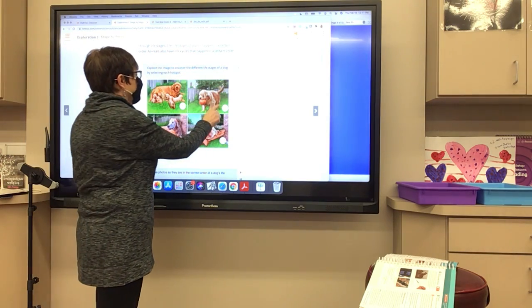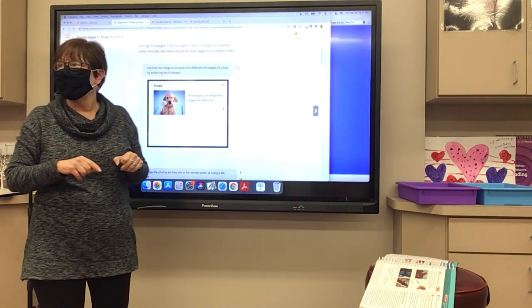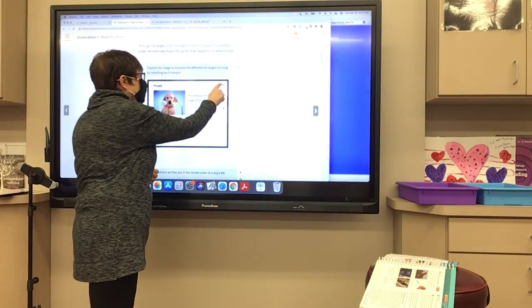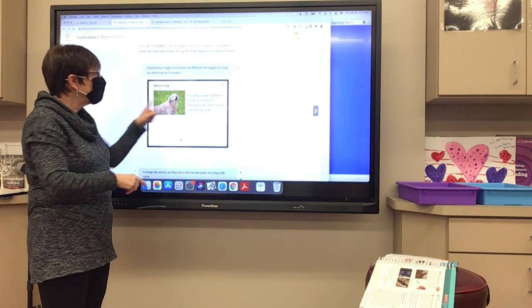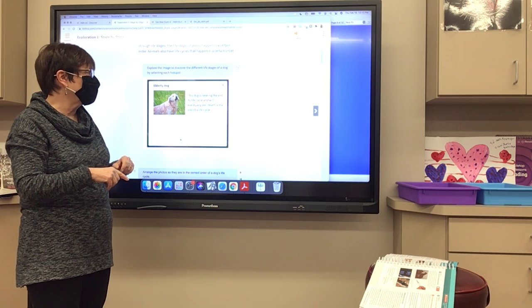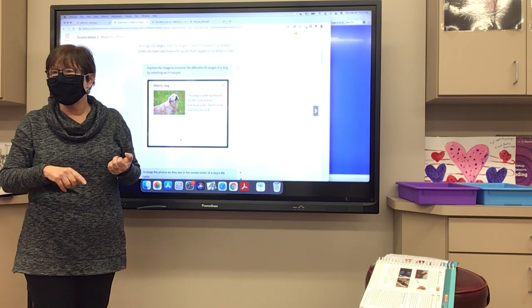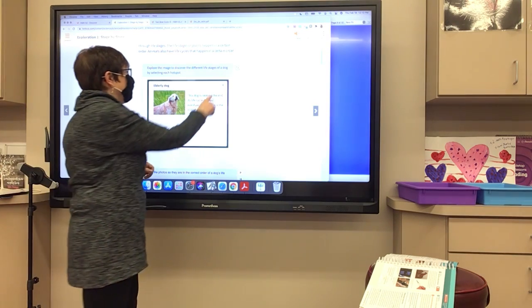Then here, this puppy is in the growth stage of its life cycle. The growth stage. This dog is nearing the end of its life cycle and will eventually die. Death is the end of a life cycle. That's the less cheery part of our life cycle here, boys and girls.